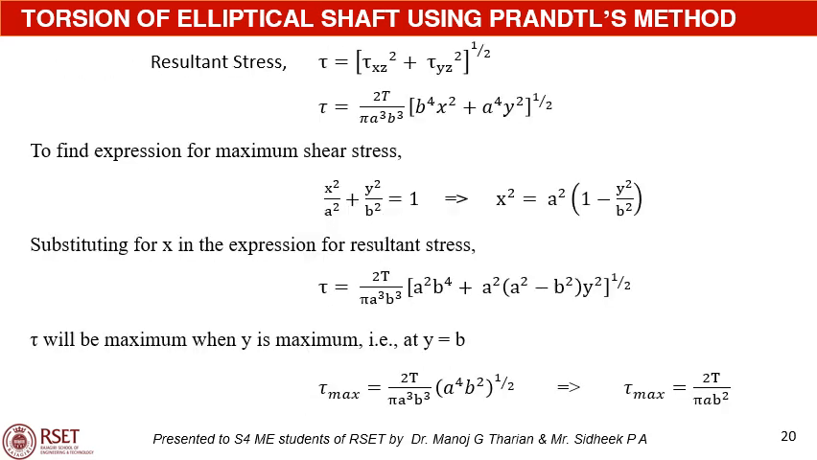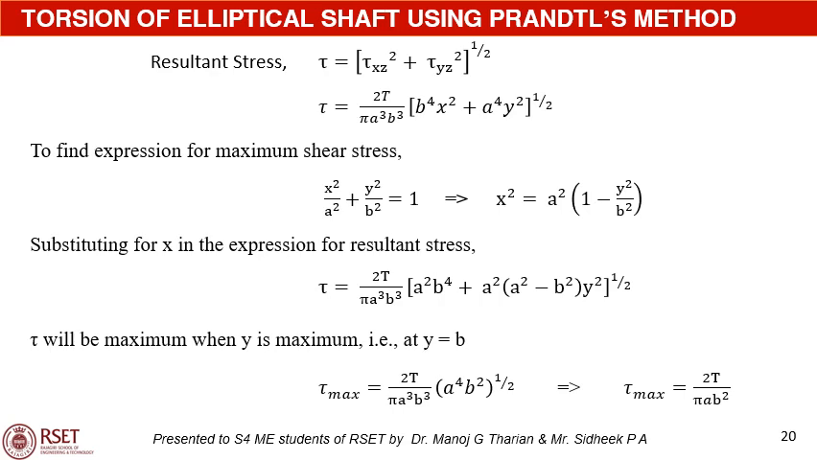The resultant stress at a point can be obtained as tau is equal to square root of tau xz square plus tau yz square. Substituting for the shear stress components tau xz and tau yz, we get resultant stress tau is equal to 2T divided by pi a cube b cube into square root of b raised to 4 x square plus a raised to 4 y square.